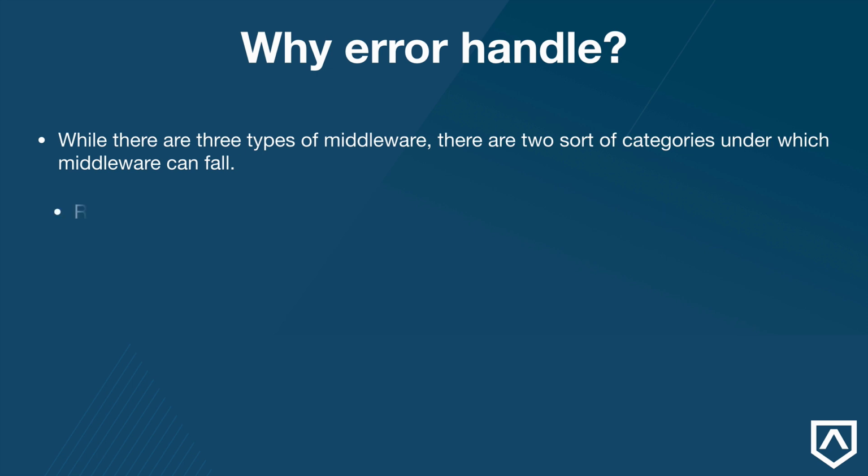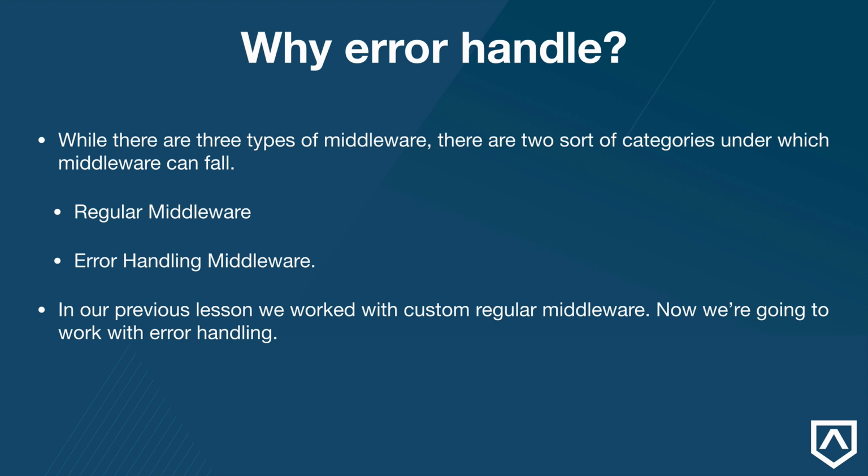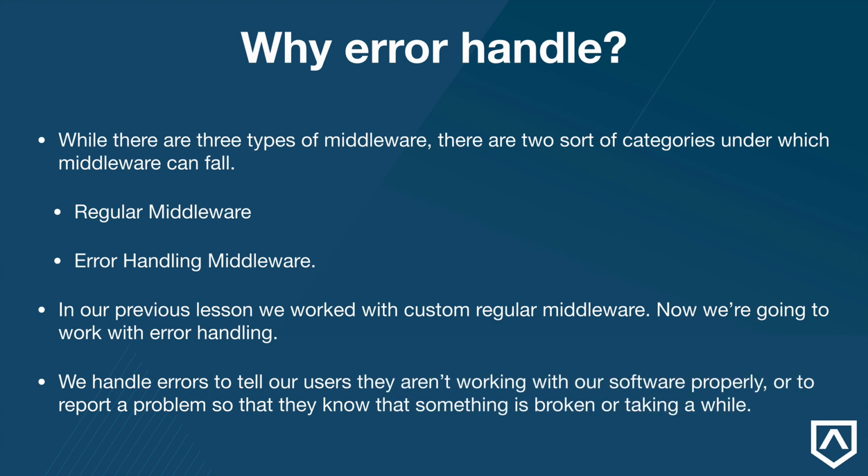The first is regular middleware. The second is error handling middleware. In our previous lesson, we worked with custom regular middleware, and now we're going to work with error handling. We handle errors to tell our users they aren't working with our software properly, or to report a problem so that they know that something is broken or taking a while.